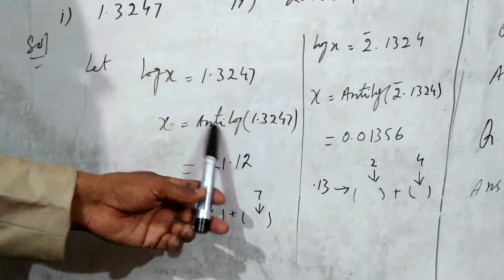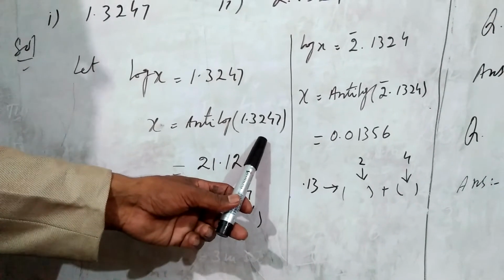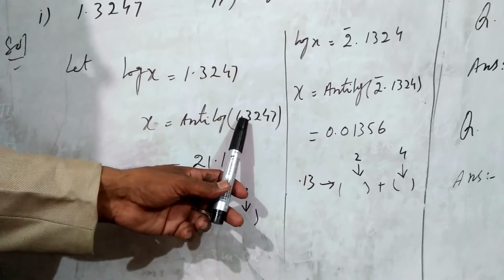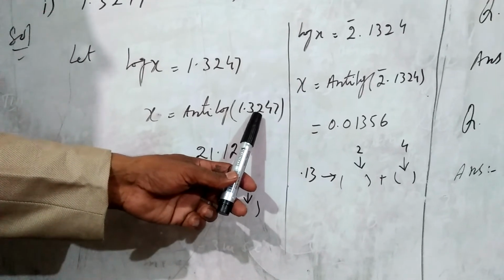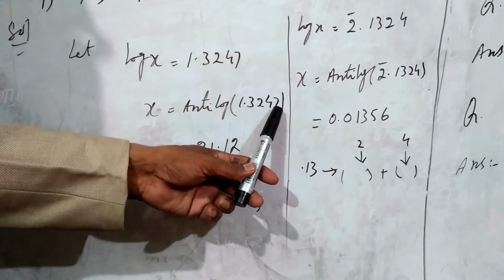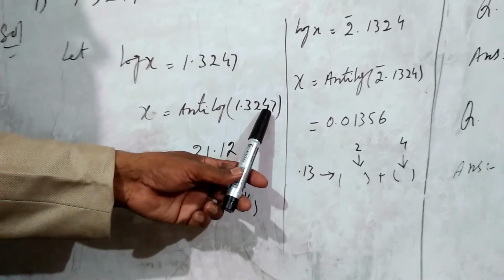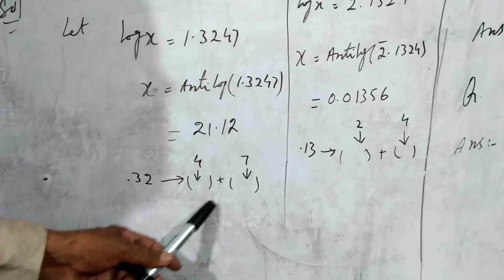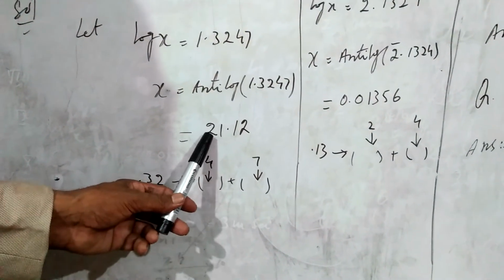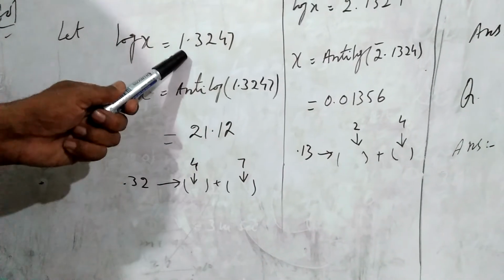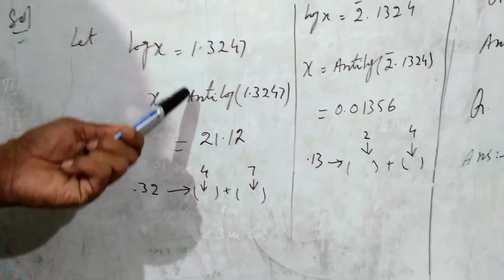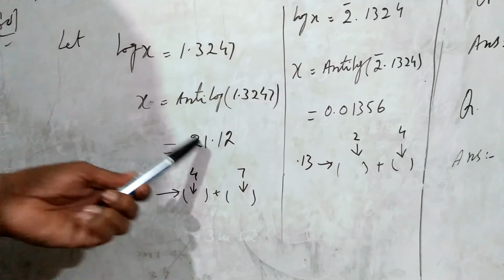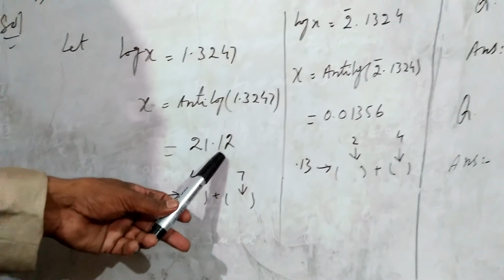We can take anti-logarithm with the help of calculator, or you have to see parallel to 0.32 in anti-logarithm table, below 4 and below 7, 4 in first column and 7 in difference column. We get two values. By adding these two values, we will get 2112. As its characteristic is 1, so we have to assign decimal after 2 digits. So value of x is 21.12.